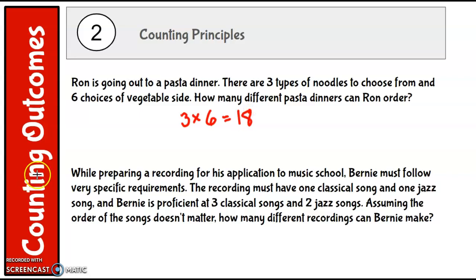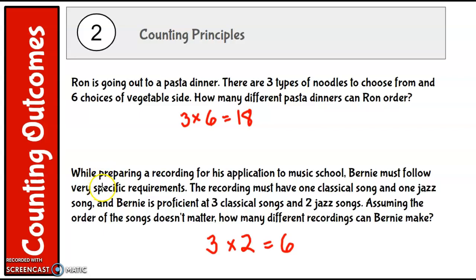Another example: while preparing a recording for application to music school, Bernie must follow very specific requirements. The recording must have 1 classical song and 1 jazz song. Bernie is proficient at 3 classical songs and 2 jazz songs. Assuming the order of the songs doesn't matter, how many different recordings can he make? So there's 3 classical, 2 jazz. He could make a possibility of 6 different recordings.